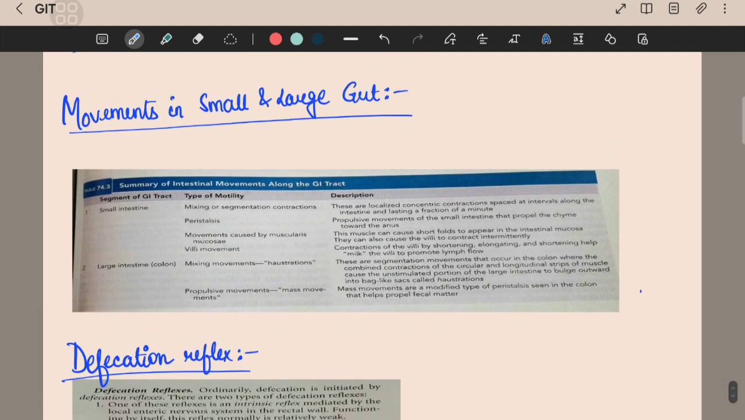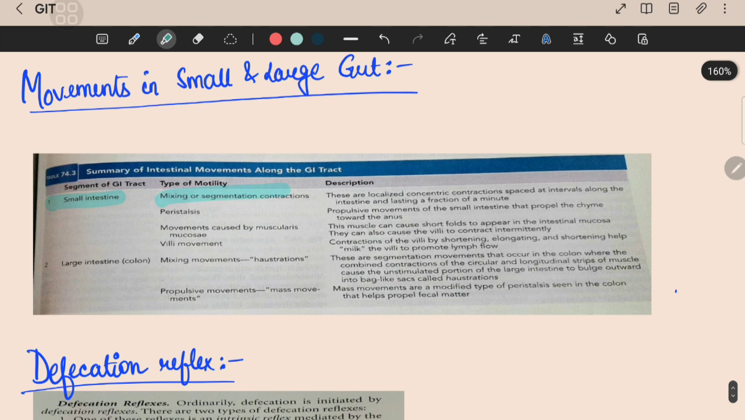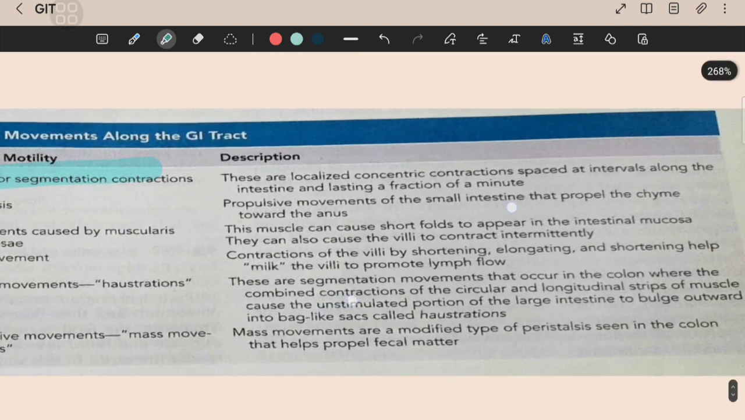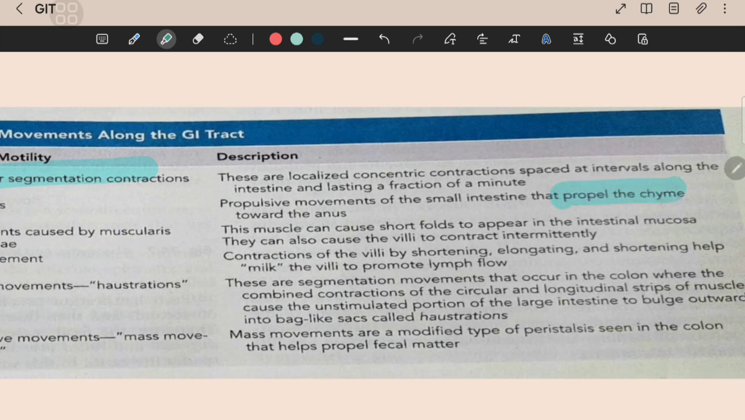Now coming on to the movements in the small and large gut. What are the movements? In the small intestine, there will be mixing or segmentation contraction movement. These will be localized concentric contractions that happen at certain intervals. Because food is coming, slowly there will be this mixing movement, segmentation contraction will happen, and food will eventually pass from one segment of intestine to the other. There is of course the propulsive movement of the small intestine that will propel the chyme forward.